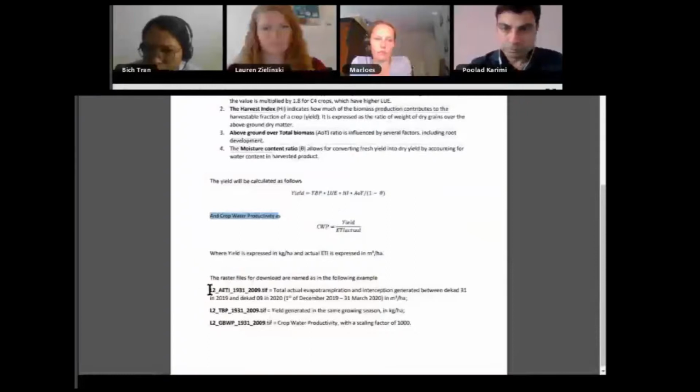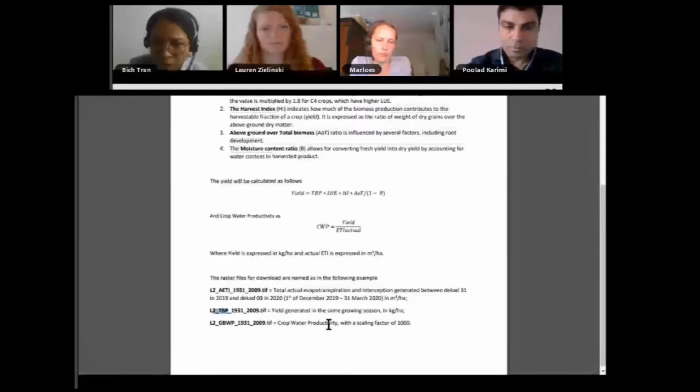In the explanatory notes, you will find the explanation of these results. The raster with AETI code is the total actual evapotranspiration and interception of the crop during the selected season in cubic meter per hectare. The raster with TBP code is the yield generated from the growing season based on the specific crop parameters in kilogram per hectare.